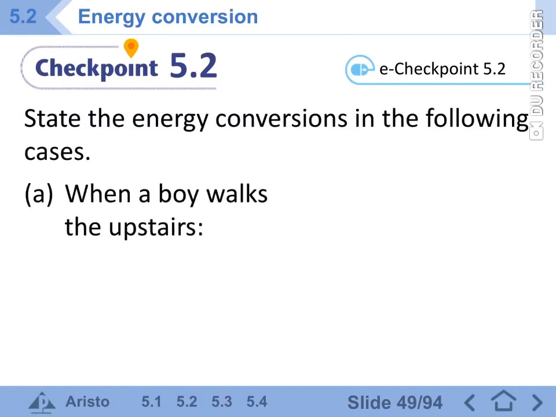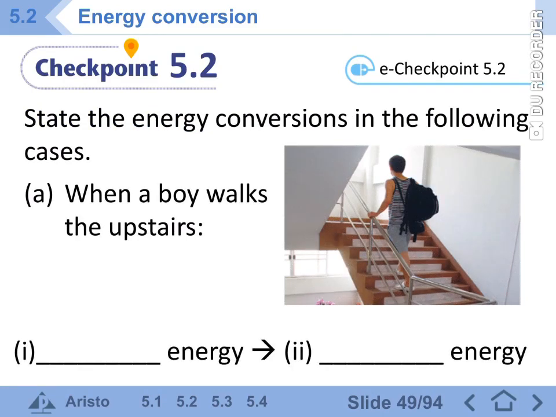In the checkpoints 5.2, let's do this one now. When the boy walks upstairs, what energy is being converted into what? He starts to walk, so the walking is the kinetic energy, and the higher he goes, the more potential energy is being stored. If you're not sure, think of it this way: if he walked all the way up to the first floor and then he slipped, all the potential energy would convert into kinetic energy, and he fell downstairs and got hurt.